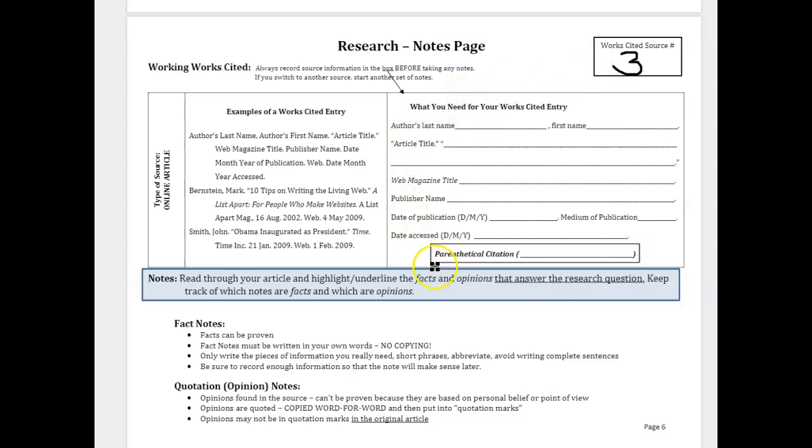Then we start looking at these blanks we need to fill in, which is the information that we would need for our works cited. And a works cited is like a bibliography. It's a list of sources that we often put at the end of our research papers. So I want you to pause the video, look at source number 3, and see if you can fill out this information.